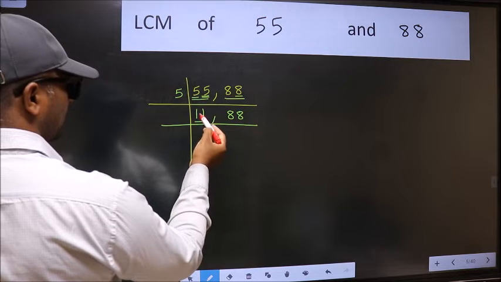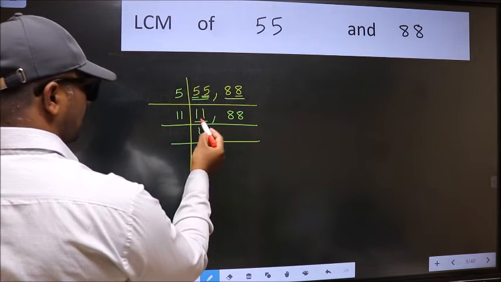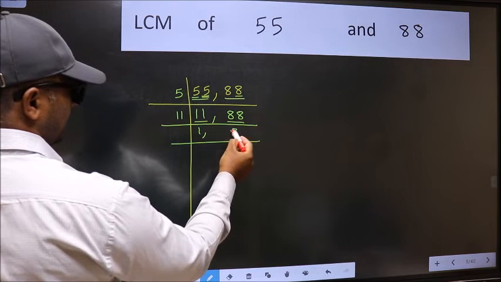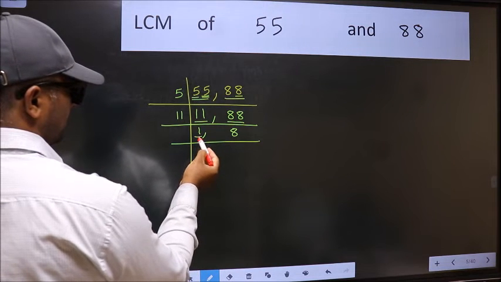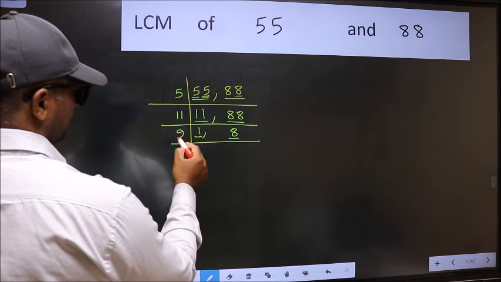Now here we have 11. 11 is a prime number, so 11 ones 11. The other number 88, when do we get 88 in the 11 table? 11 8's 88. Now we got 1 here. So focus on the next number 8. 8 is 2 4's 8.